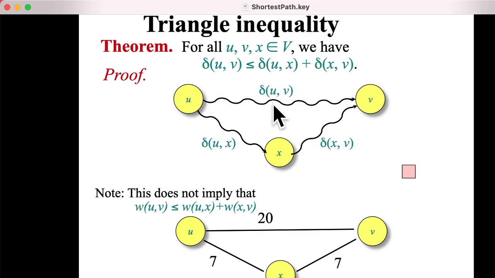Here this path might possibly visit X, but also has the chance not to visit X. Okay. The difference between these two examples clear?